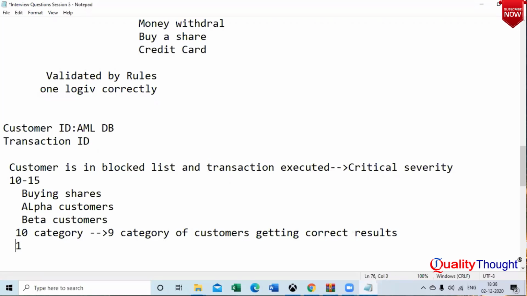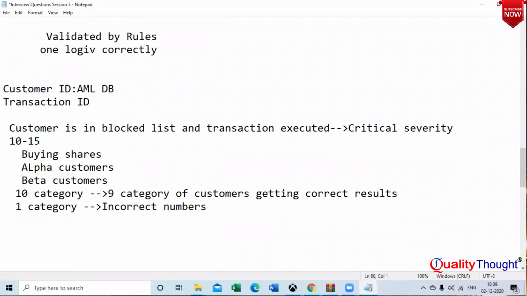One category, so some logic is wrong and they are getting incorrect numbers. Please ignore my spelling mistakes. So 9 categories of customers are getting correct results, and in one category they are getting the incorrect results.